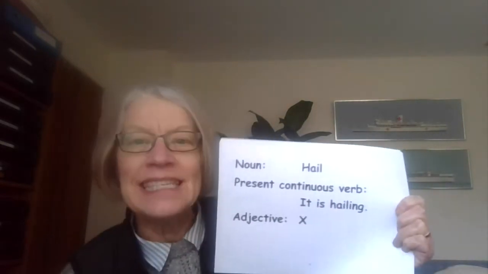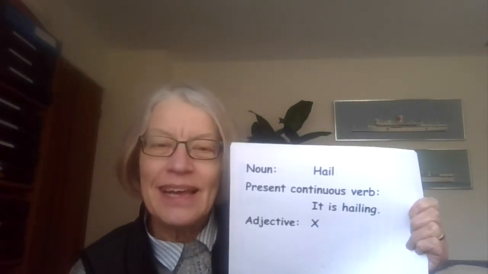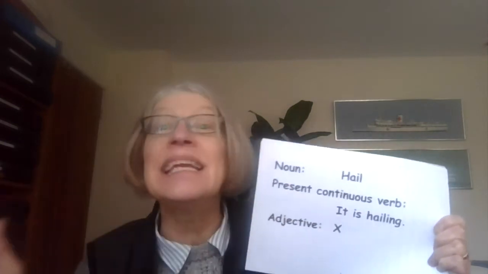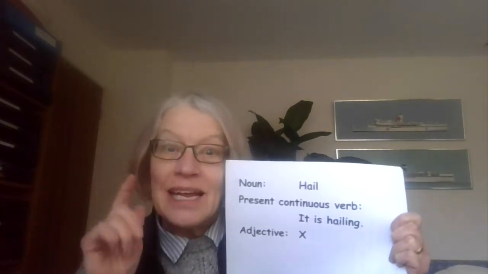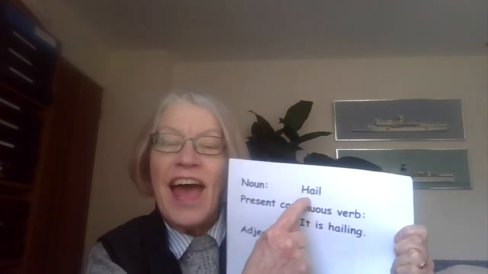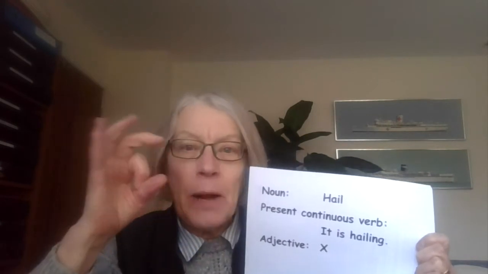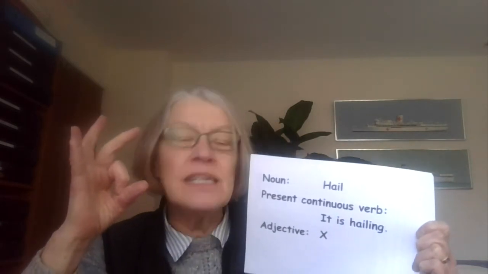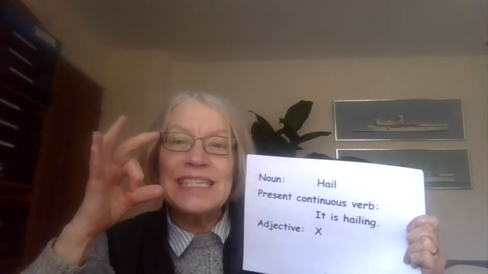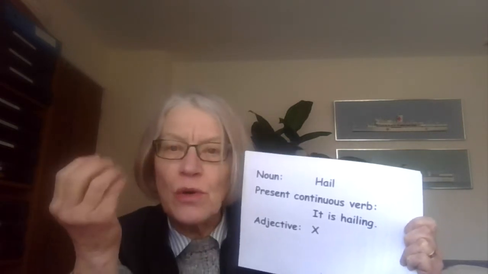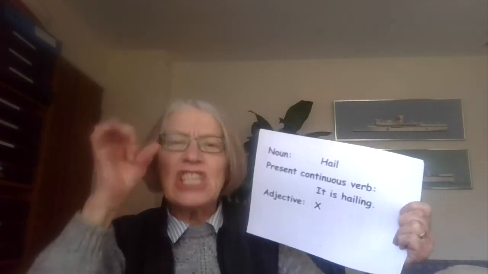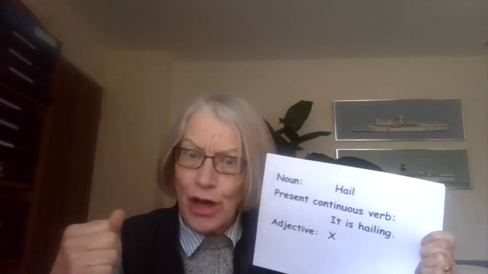And here is another unusual word. The noun is hail. Now hail can have another meaning entirely. It can mean hello, hail to you. But we don't mean that. When we're talking about the weather, hail is little bits of frozen rain. So it's like bits of ice, hard. It's not snow because it's not wet and slushy. It's hard. If it hits you, it can hurt.